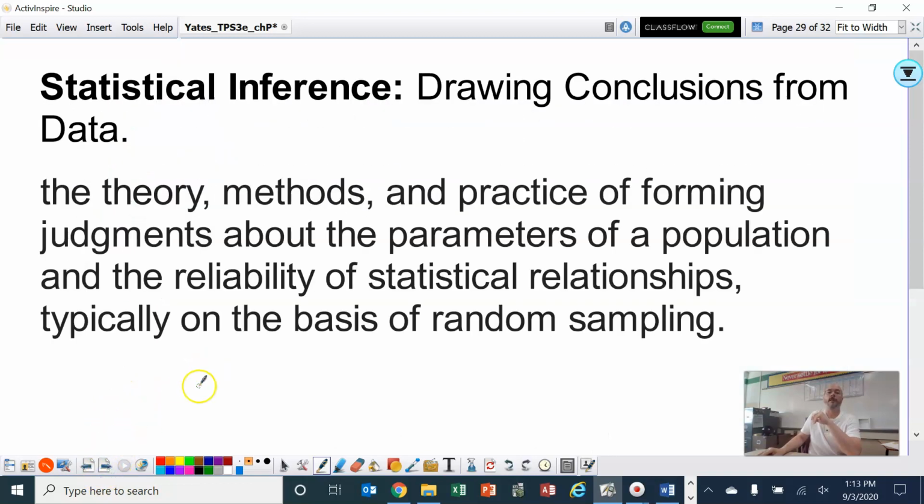Statistical inference, this is the third thing that we're going to be talking about. Again, that's going to be around February, somewhere in there, March. Drawing conclusions from data. First we have to learn how to read the data, understand the data: graphs, numbers. Then we need to understand probability and chance. And once we have those down, then we can use them to help draw conclusions from data. The theory, method, and practice of forming judgments about the parameters of a population and the reliability of statistical relationships, typically on the basis of random sampling.